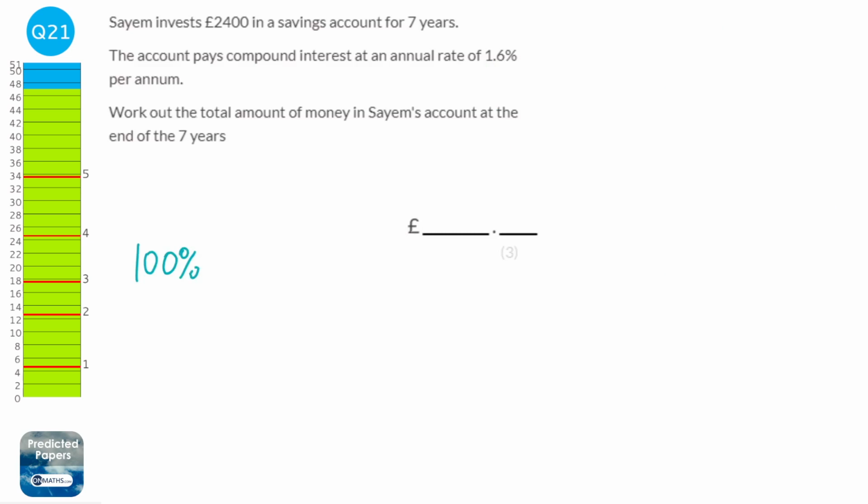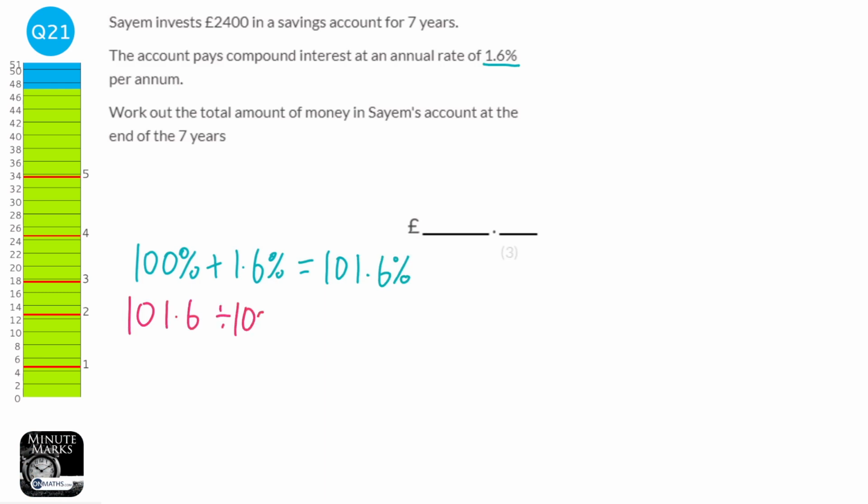Okay, so we're going to start off by working out the multiplier. We always start off with 100%. We're told that the compound interest rate is 1.6%, so we're going to add 1.6% to the 100%, and it's going to be 101.6%. Make that into a decimal by dividing it by 100, and this will give us the multiplier. So the multiplier is 1.016, and so anytime we want to increase something by 1.6%, we just times it by 1.016.